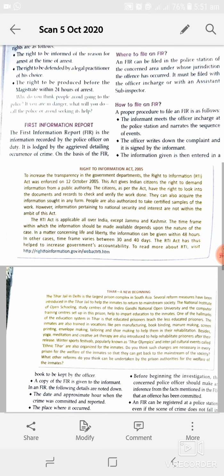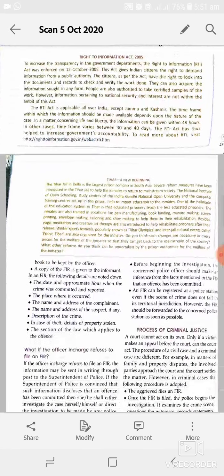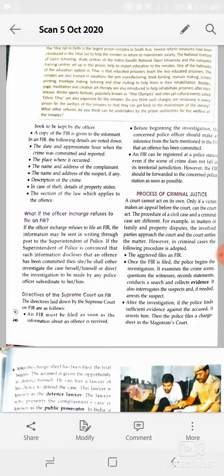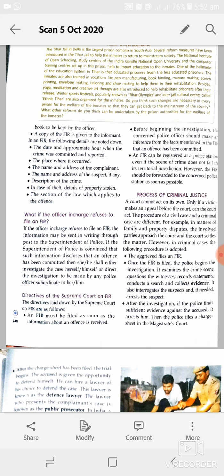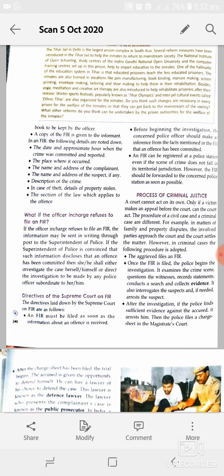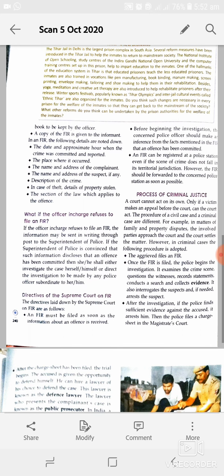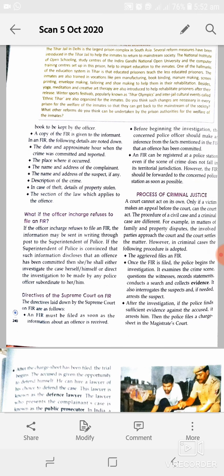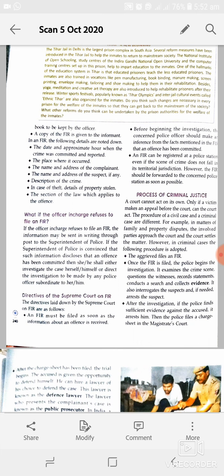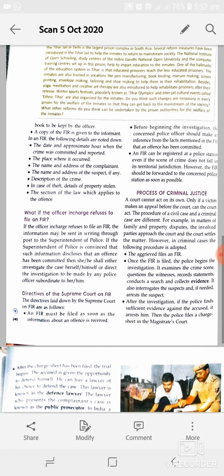So the information is given, then it is entered in the book kept by the officer. A copy of the FIR is given to the informant, and the FIR contains the following details: the date and hour when the crime was committed and reported, the place where it occurred, the name and address of the complainant, the name and address of the suspect, a description of the crime, and in case of theft, details of property stolen. Then the sections of the law which apply to the offence.